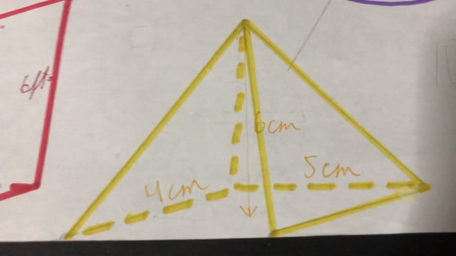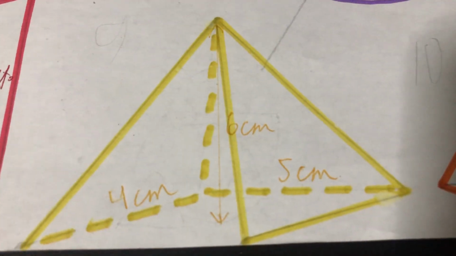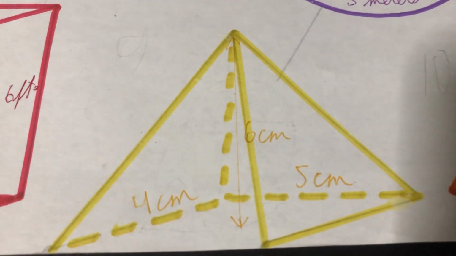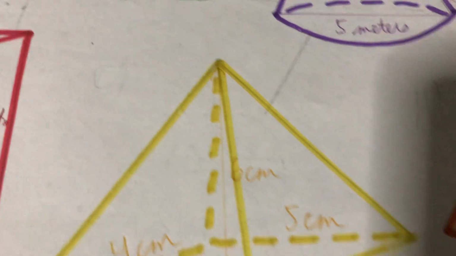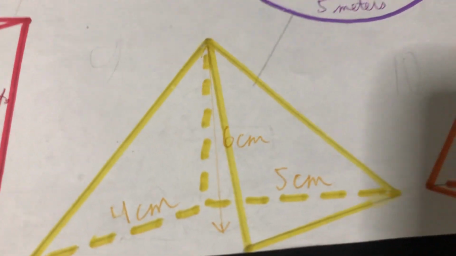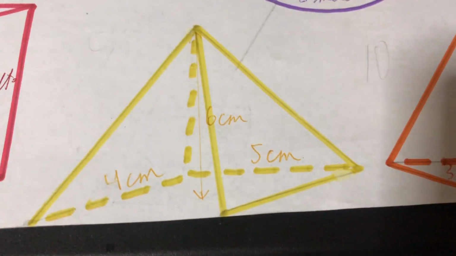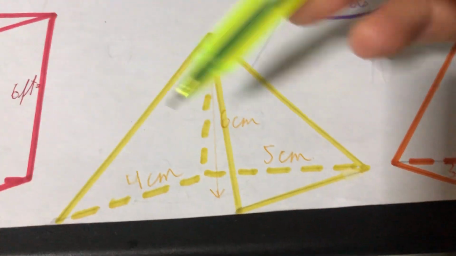Good day, everyone. Today I'm going to show you how to solve for the surface area and volume of a pyramid. So let's begin. First of all, we know already that these are the parts of the pyramid. For the pyramid, we have this. We have two triangles like this, and then this is the base.